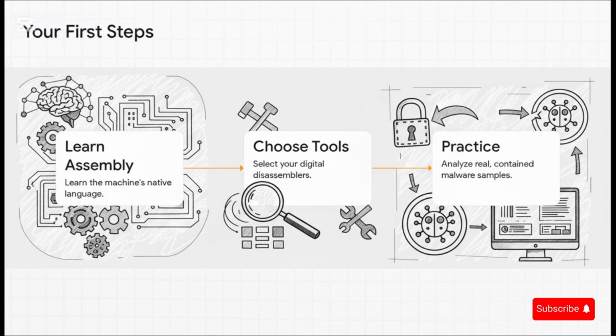First, you've got to learn assembly. Just think of it as the native language of a computer's processor. Pretty much all software breaks down into this at the lowest level. Second, you got to pick your tools, specifically things called disassemblers. These are like your magical translator apps that turn that raw machine code back into something a human can actually read. And third, practice. You have to get your hands on real but safely contained malware samples to really hone your skills.